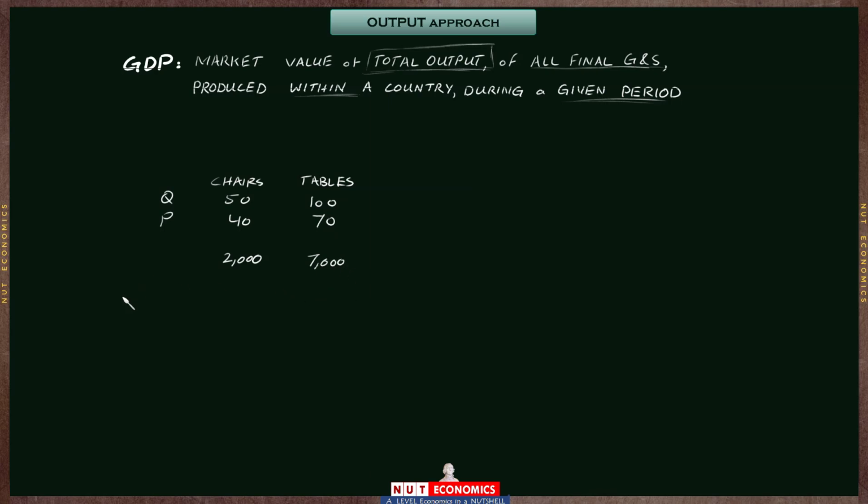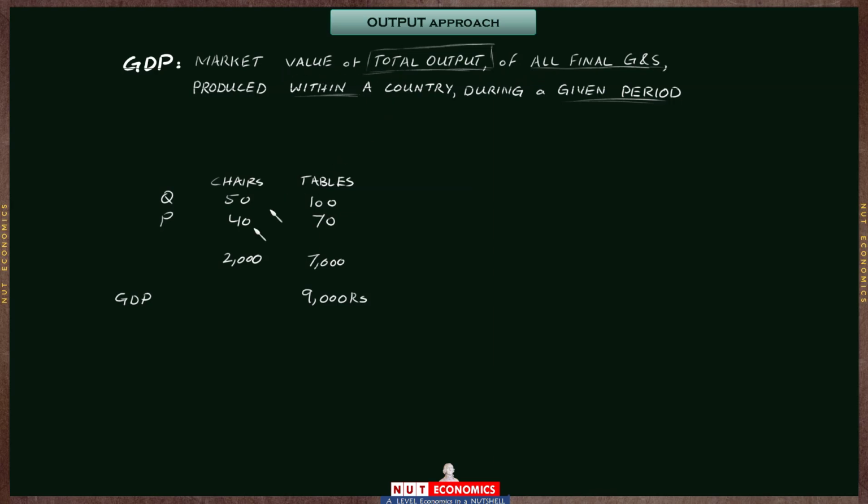And therefore, the country's GDP, the sum of the market value of both these goods, would be 9,000 rupees. So that is what we mean by market value of the total output. Now the rest of the definition is important. It includes some important meanings. So let me take you through that.